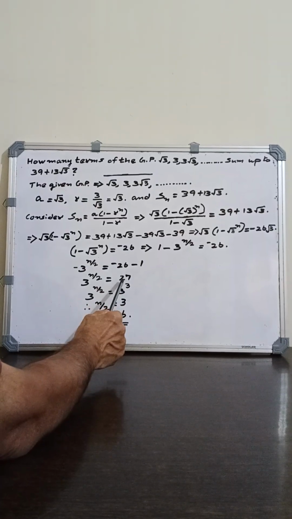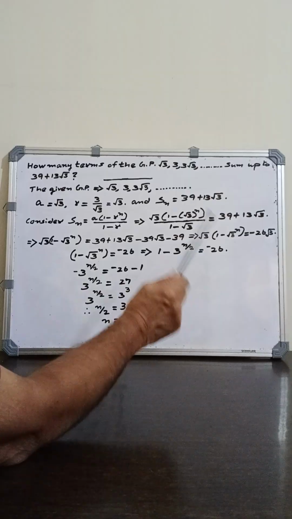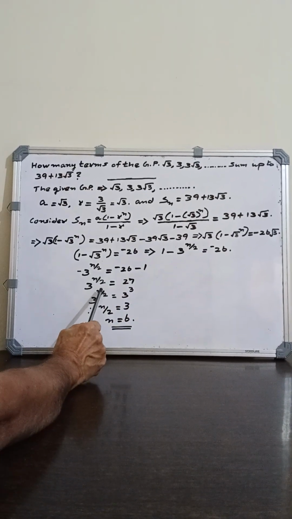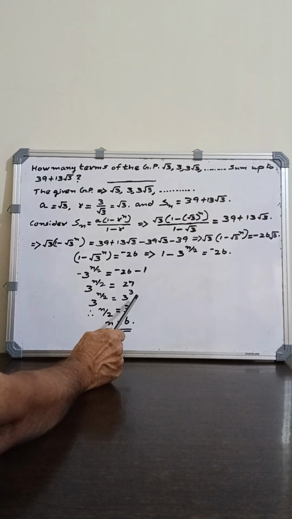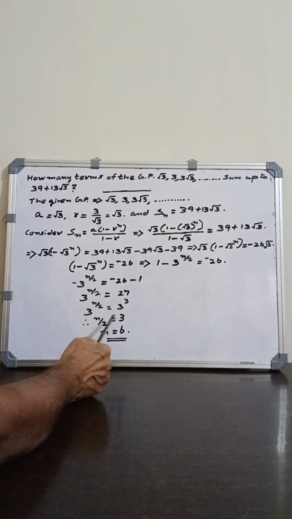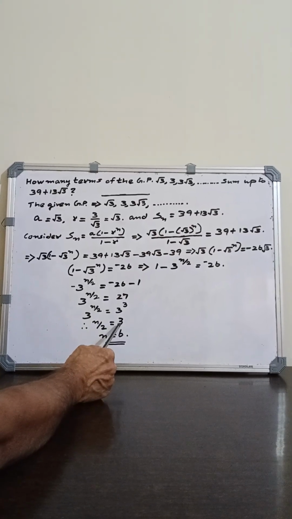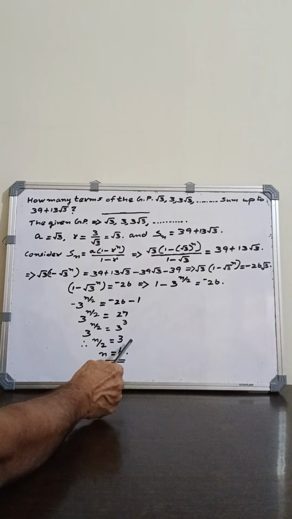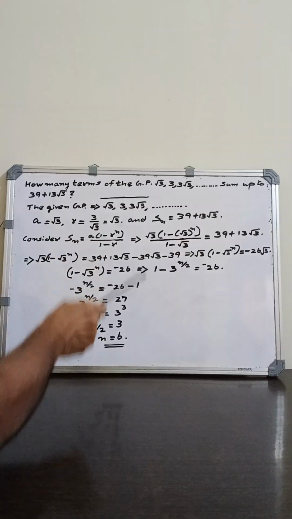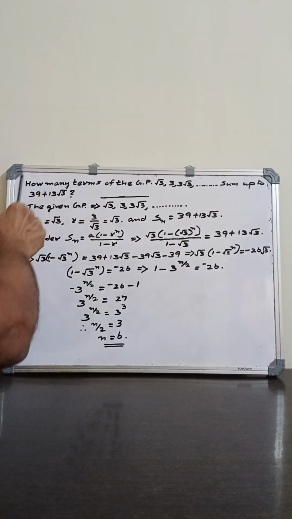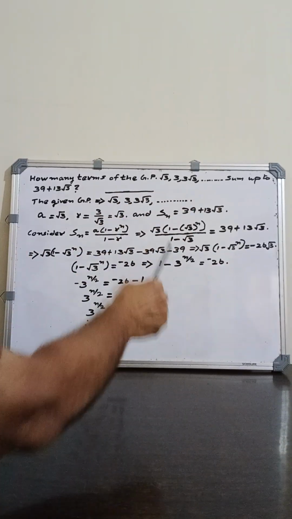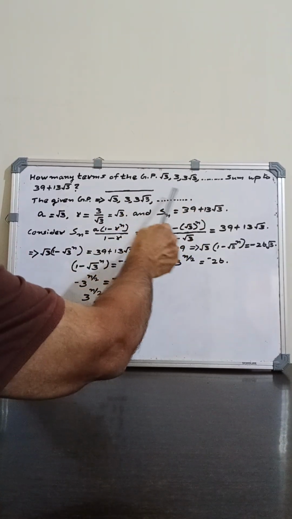That is, 27 is 3 into 3 into 3. 3 into 3 is 9, into 3 is 27. Therefore, 3 raised to n by 2 equals 3 raised to 3. The bases are the same, therefore we can equate the powers: n by 2 equals 3. N equals 2 into 3, 6. Thus, we can trace the value of n here as 6. Hence, the number of terms in the given GP is 6. There are 6 terms in the given GP.